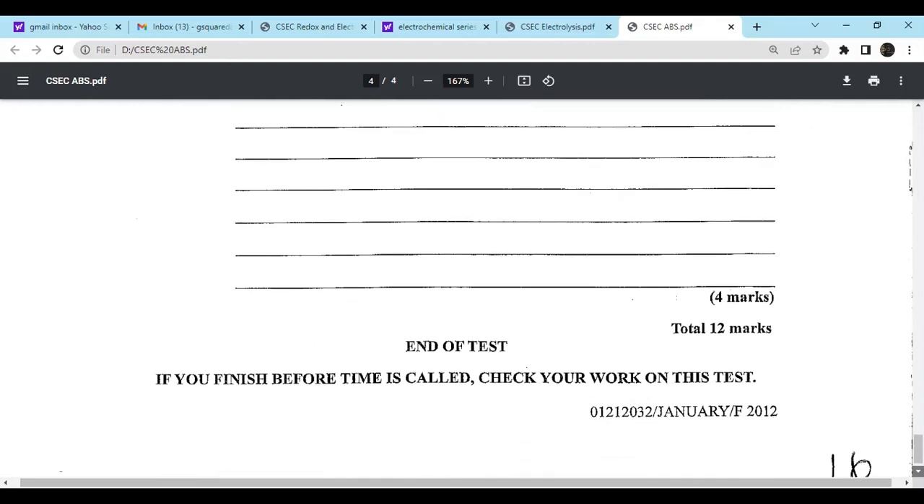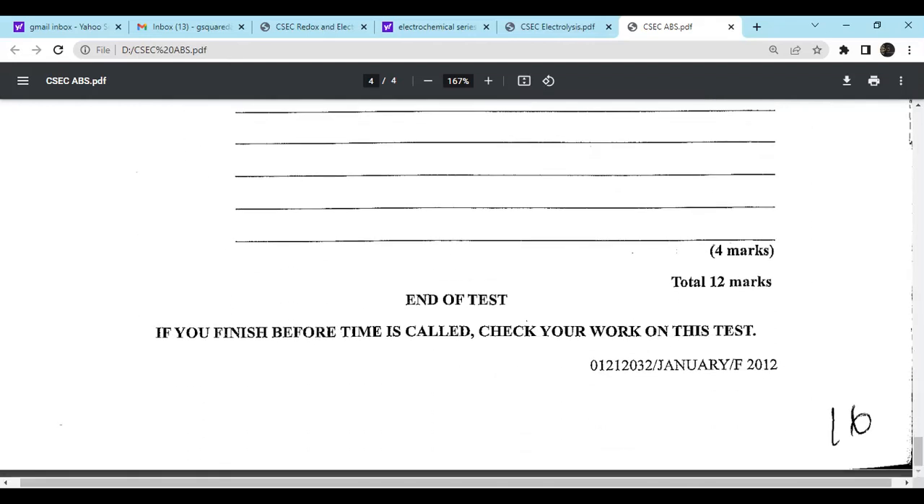So that's acids, bases, and salts. That was in January 2012. Okay, so there you go. That would be the first half of our session for today. Do you guys have any questions?